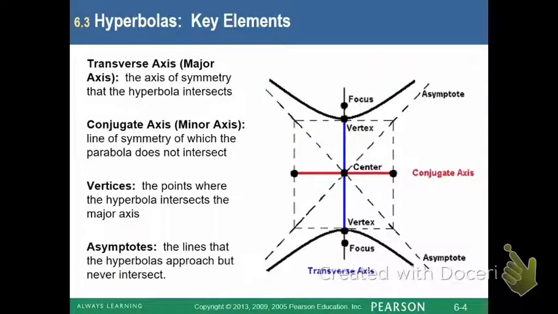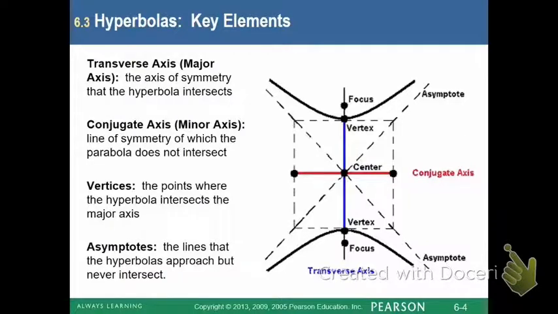Couple more vocab terms here. It says transverse and conjugate axis. Again, we usually call them major and minor axis. So it's similar to that of an ellipse. It's a little bit different because we don't really consider the minor axis and the covertices as much, but the vocab words like those points and axes are basically the same.